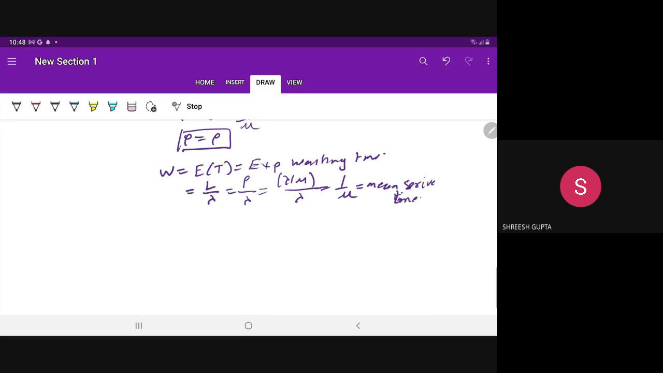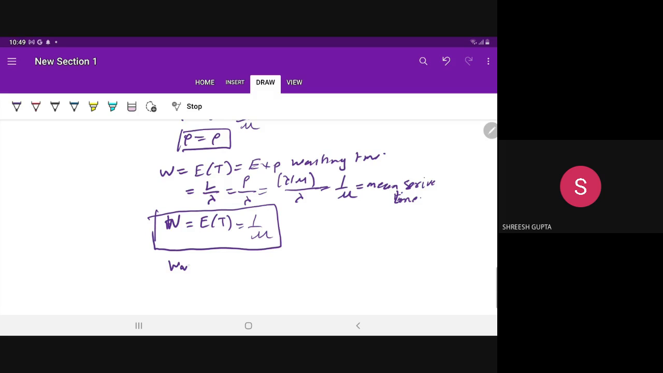So how much do you have to wait? Expected waiting time is equal to mean service time. Whatever the average service time of the system, that much you have to wait, because you have to wait for your service only, because it is the self-service model. So you have to wait until you have completed your service, for the mean service time. So here W is equal to 1 upon mu.